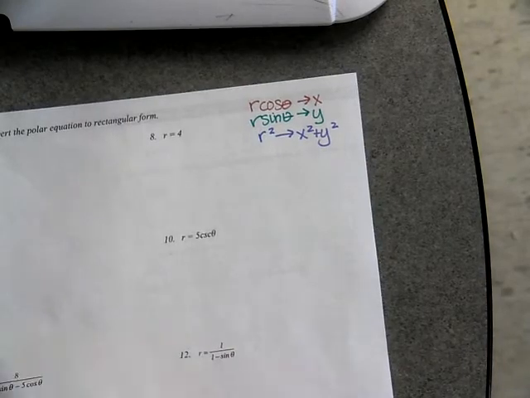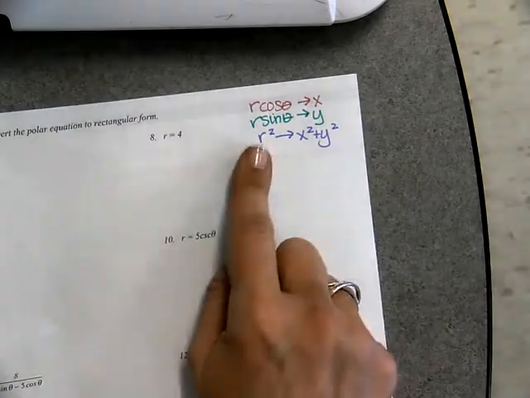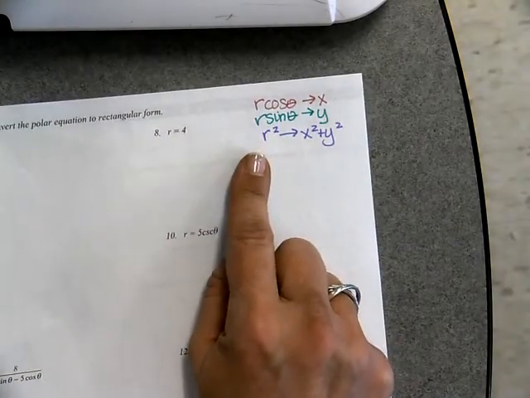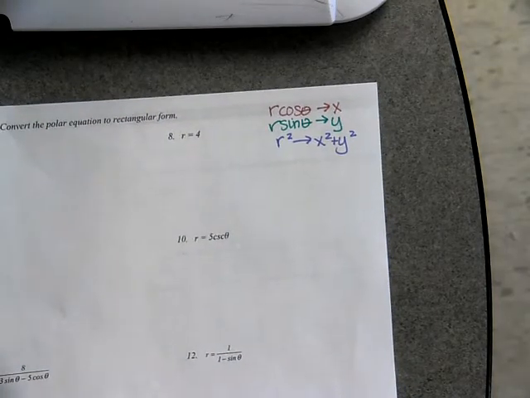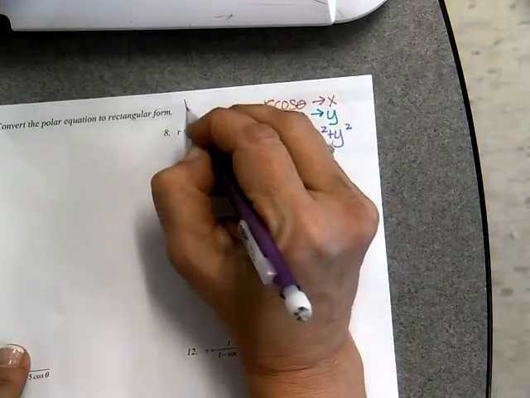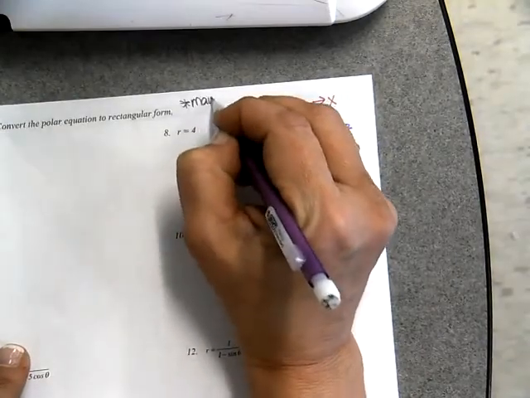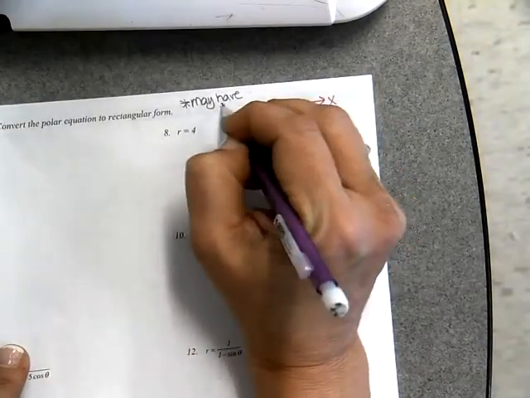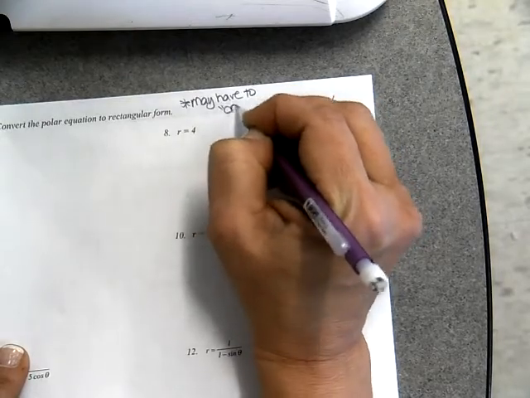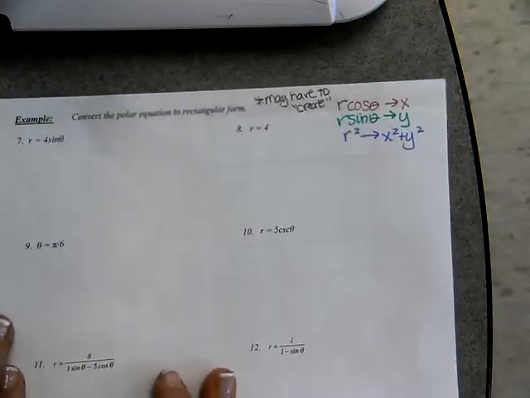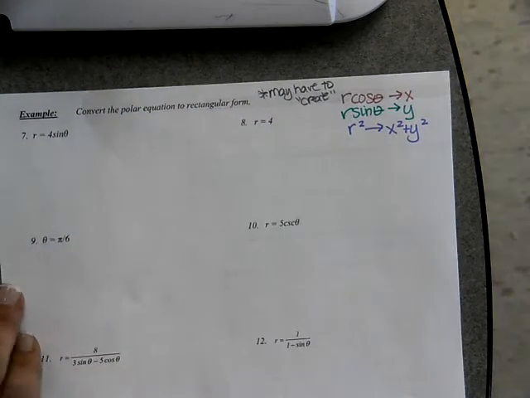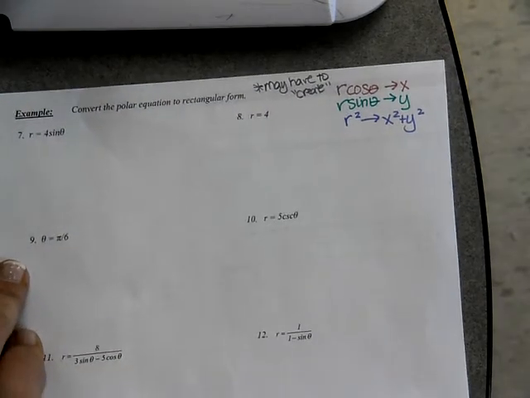Now the problem that we might see is that these might not exist right away for us, so we might have to create them. So we might have to be creative. So we may have to create these guys, okay? So let's look at example 7. We have r equals 4 sine theta.